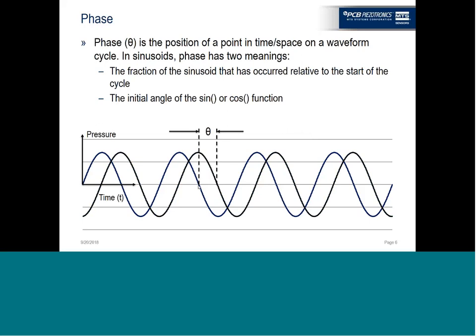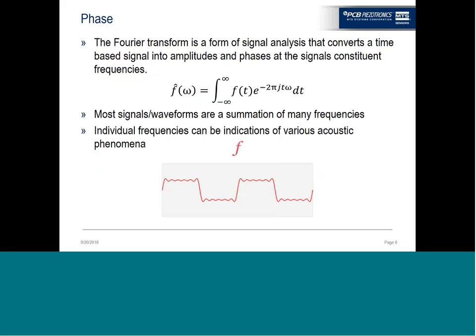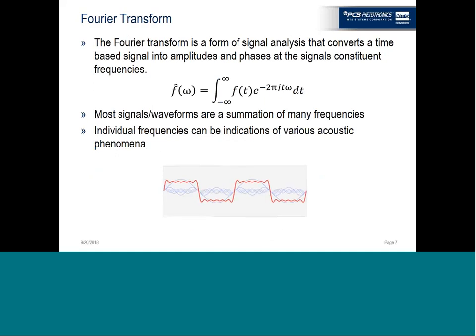And phase: a lot of people work in degrees, but again, sine and cosine functions want radians. So you're always going to be working in radians with what's going into the sine and cosine functions. Now to get to the actual Fourier transform. The definition that I have here is one of the simplest definitions you can come up with. It's a form of signal analysis that converts a time-based signal into amplitudes and phases at the signal's constituent frequencies. There's the Fourier transform, and then there's also the Fourier series, and I'll talk about that a little bit as well.